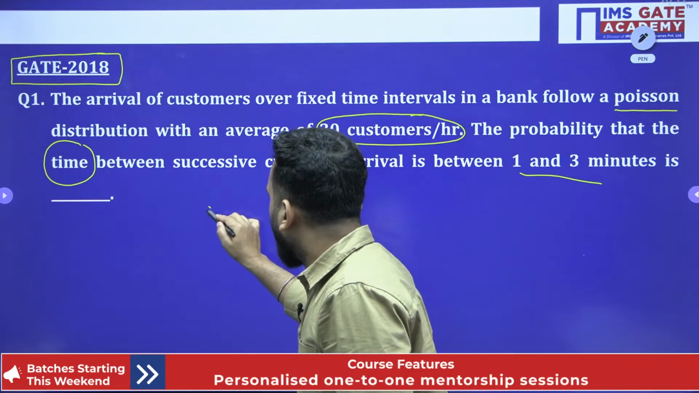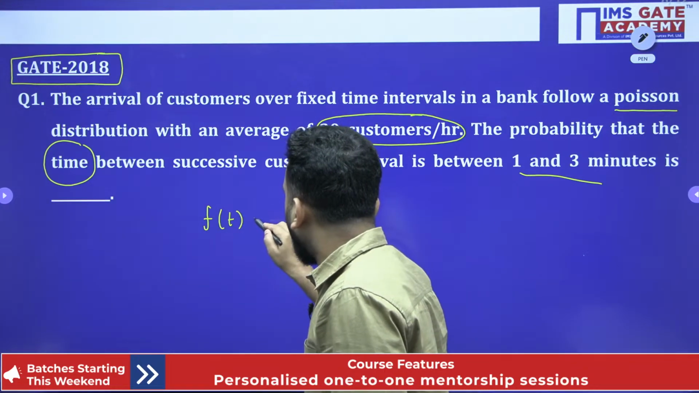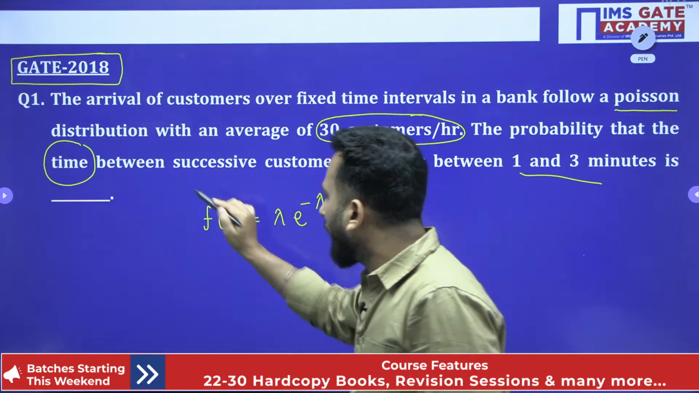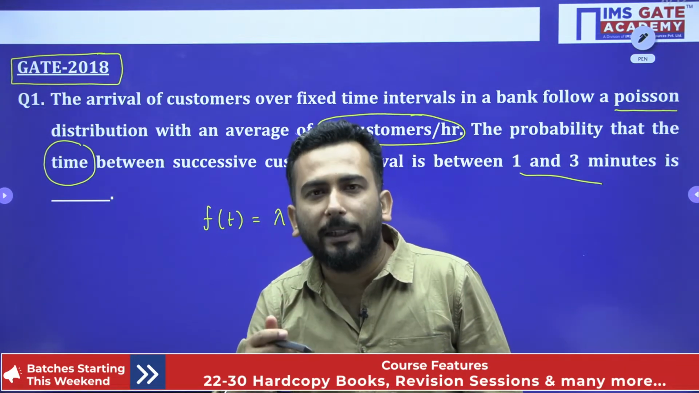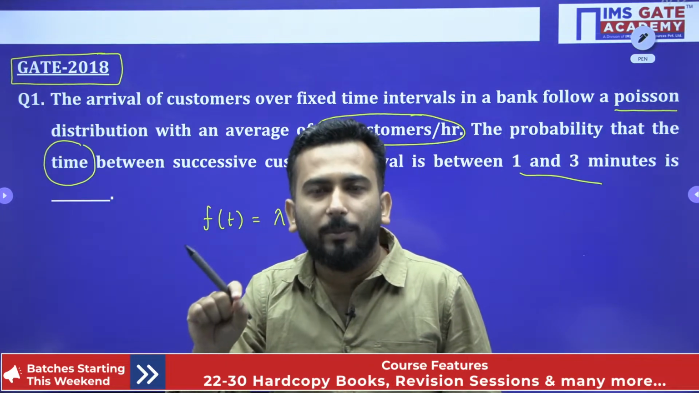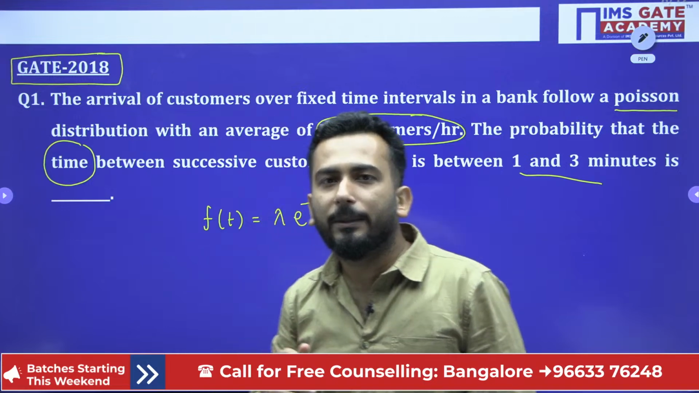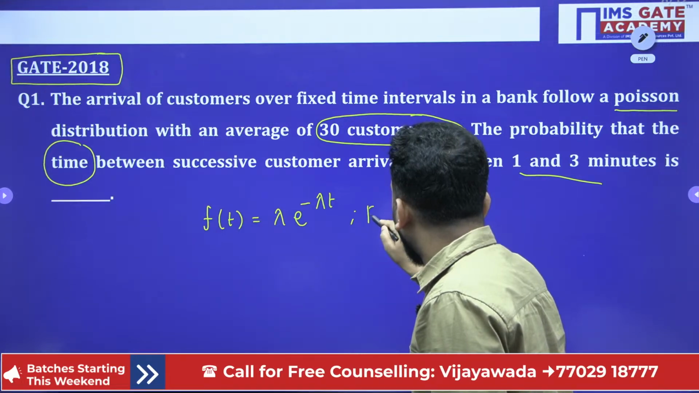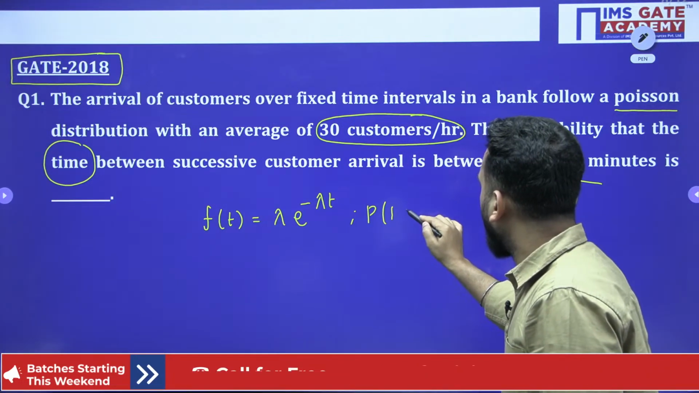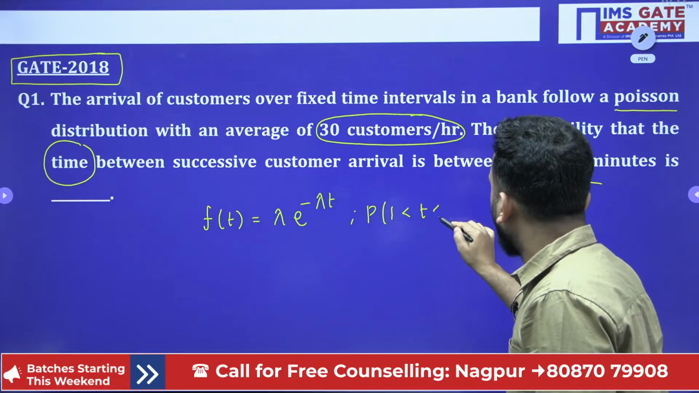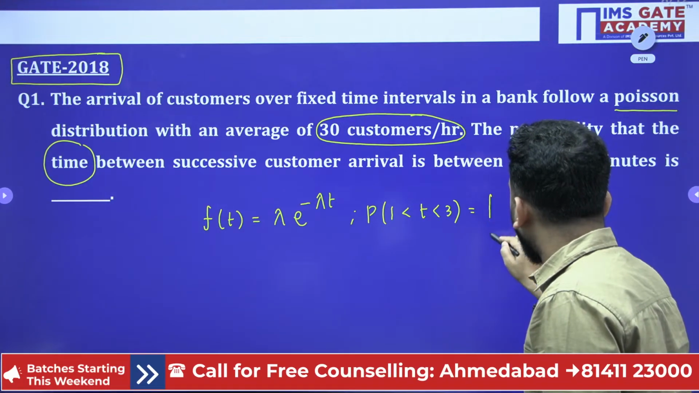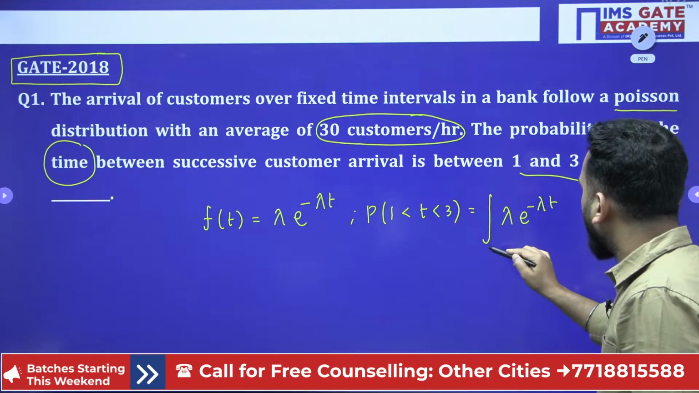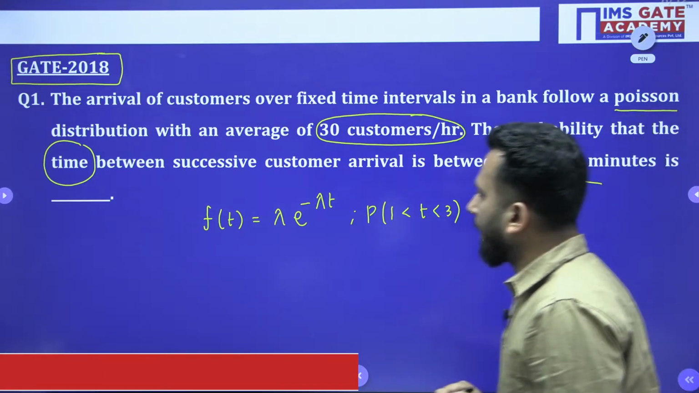So time follows an exponential distribution, not Poisson. Now I know that the density function is lambda e to the power minus lambda t. Whenever he asks about probability, it can only be obtained by integrating the density function. To know the probability between 1 to 3 minutes, I integrate lambda e to the power minus lambda t between 1 to 3. Okay?